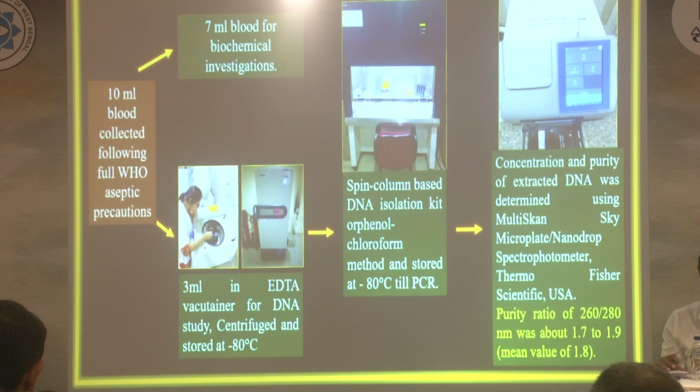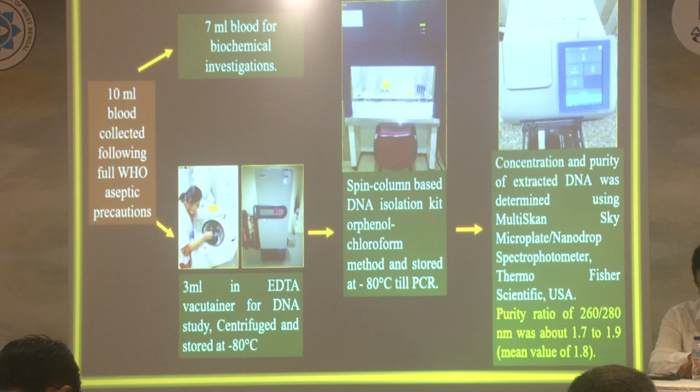10 ml blood was collected following full WHO aseptic precautions. 7 ml was kept for biochemical investigations. 3 ml was taken in EDTA Vacutainer for DNA study, which was centrifuged and stored at -80 degrees Celsius till further study. DNA isolation kit was used to isolate the DNA samples, which were again stored at -80 till it was time for PCR. Samples with purity test outside 1.7 to 1.9 were rejected from the study.